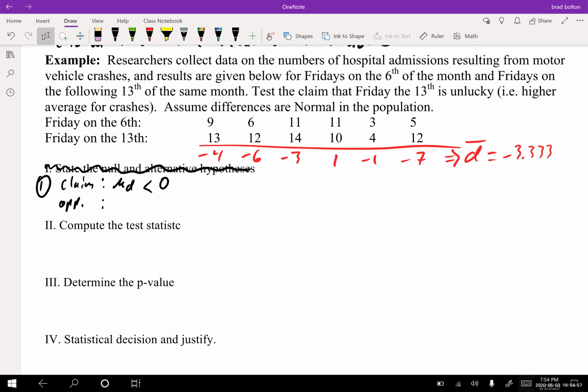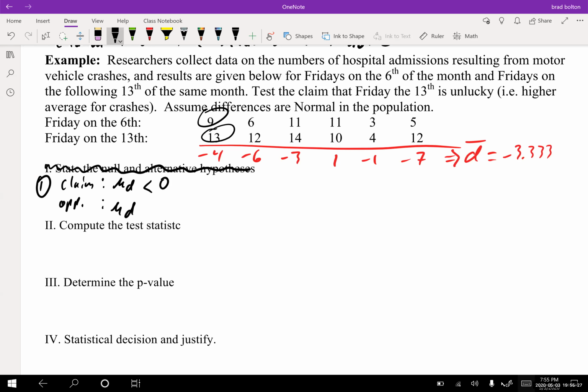So if the mean difference is less than 0, that means when you take a bigger number, like 13, minus a smaller number, you'll always get a negative. If you had done it the other way, you would do the same exact problem, but all your numbers would have been positive, and you would have got 3.333 bar, but then your mean difference would have had to be greater than 0, because you're trying to test the claim that Friday the 13th has more accidents. And either way you look at it, you could still do it, but you just got to adjust, okay?